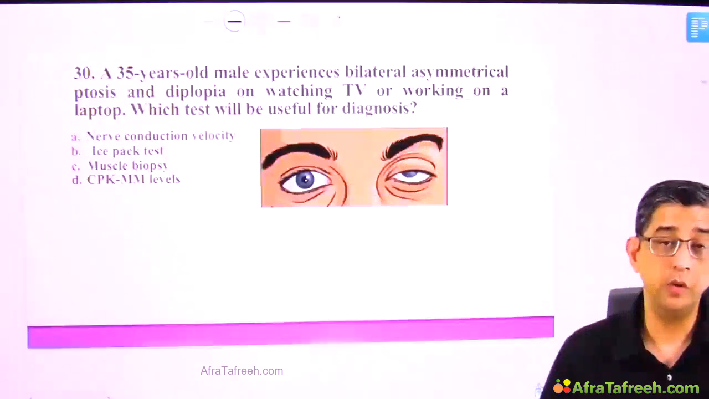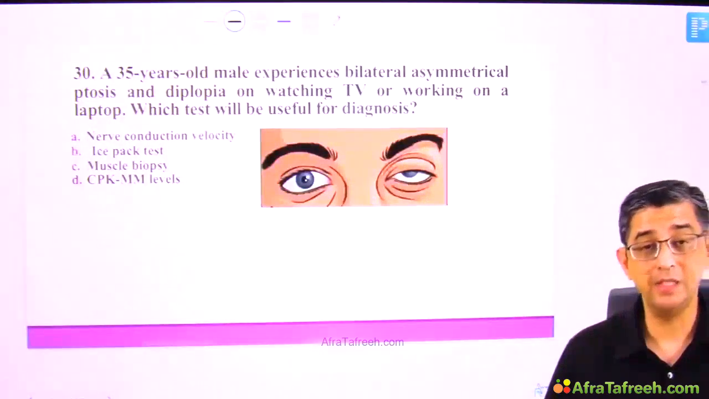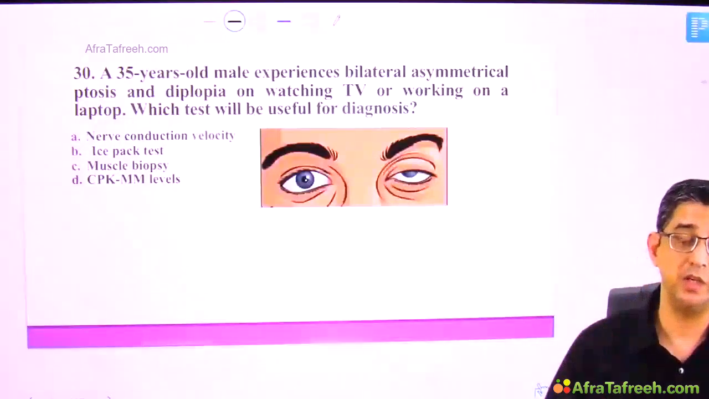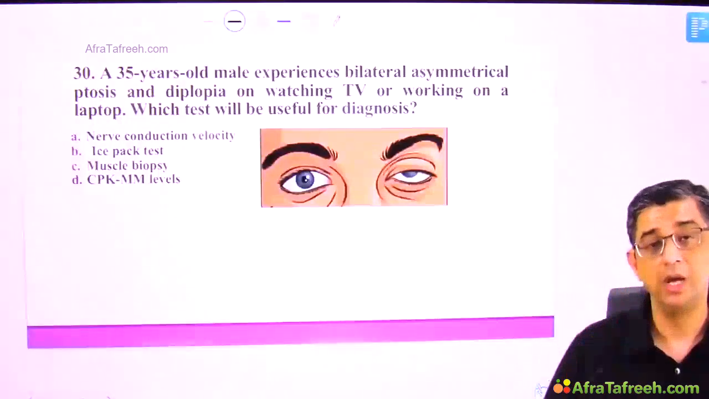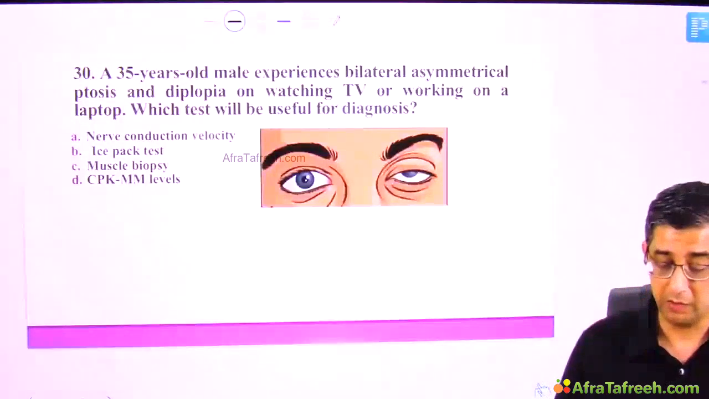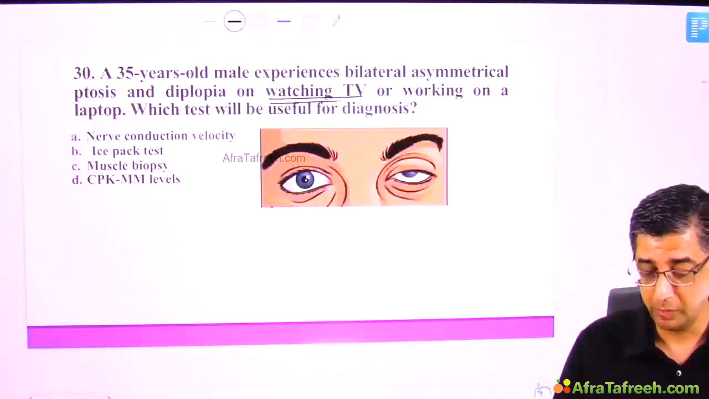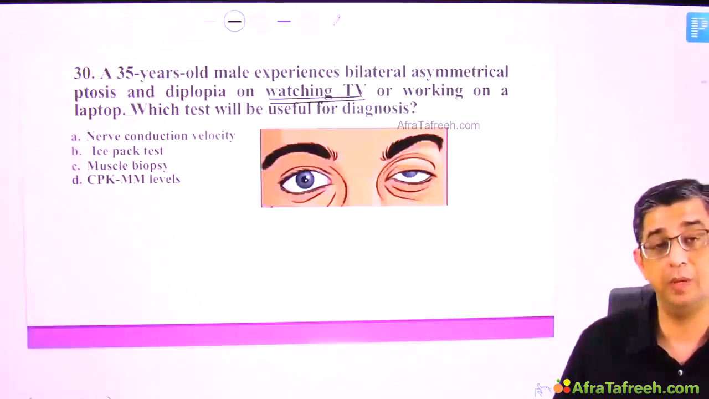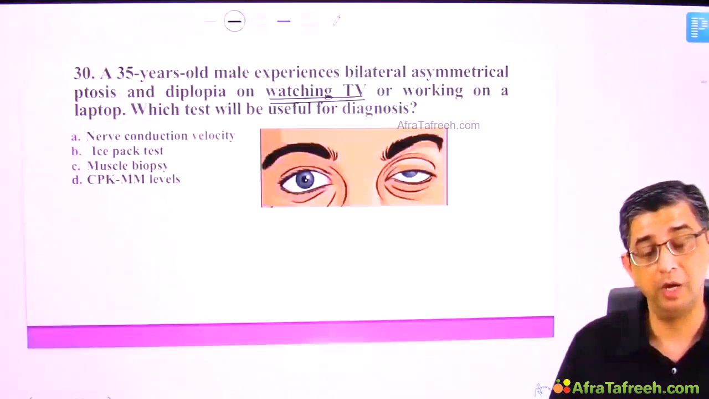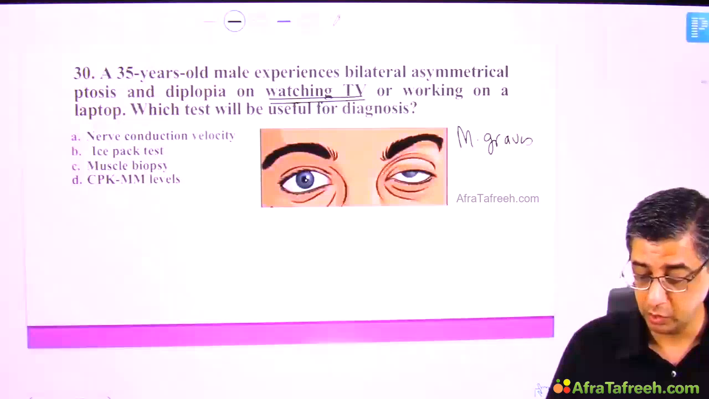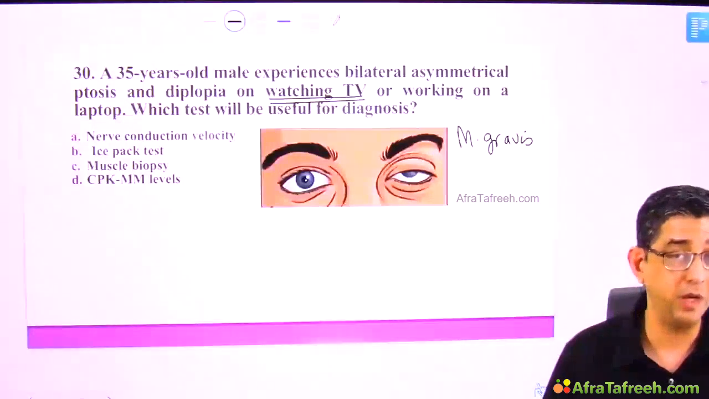A 35-year-old male presents with bilateral asymmetrical ptosis and diplopia while watching TV or working on a laptop. You see, the basic problem is ptosis when the person is straining his eye muscles, and that's the standard presentation of myasthenia gravis. In myasthenia gravis, ptosis and diplopia come when the person is using eye muscles, like fiddling with a smartphone, watching television or working on a laptop. Though myasthenia gravis, I agree, is more common in females, it can be in males also.